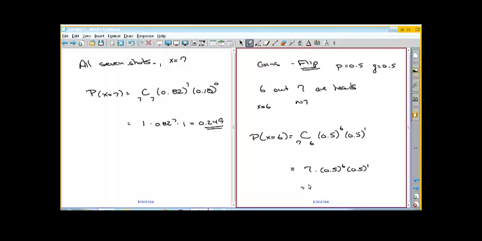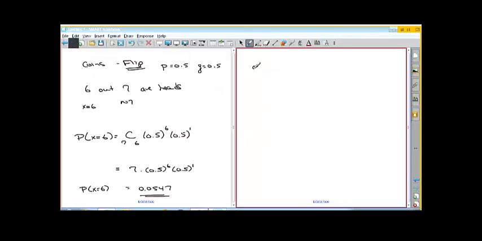0.5 raised to the 7th power times 7. So I get the probability of getting 6 out of 7 heads is 0.0547. If I said all heads, then x equals 7, n equals 7. Yeah, so if they say all of something, then you use the same.